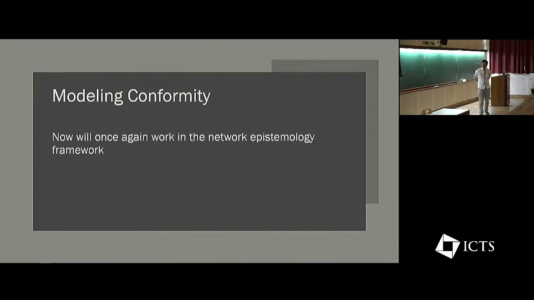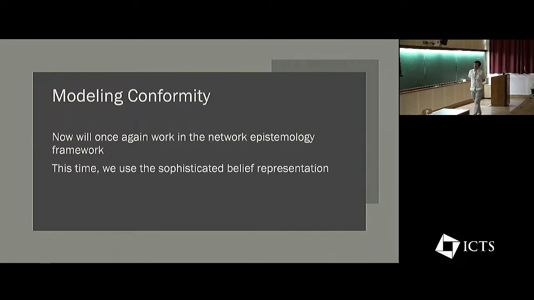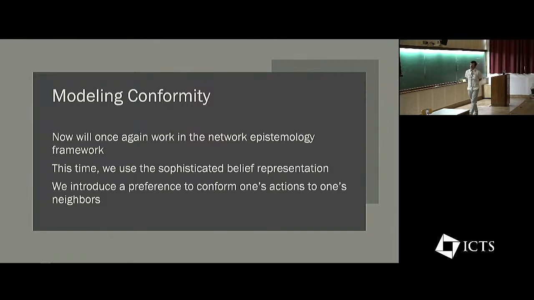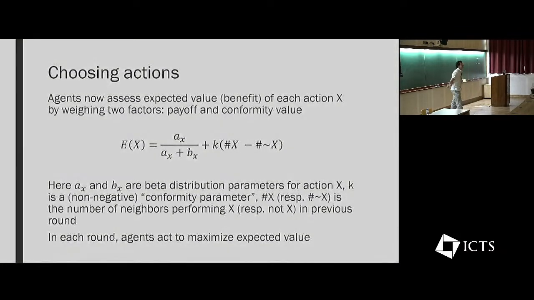All right. So once again, we're going to work in the network epistemology framework. We're going to use this sophisticated belief representation this time with the beta distributions. We're going to introduce a preference to conform one's actions to one's neighbors. The way that we're going to do this is by altering the expected value calculation that each agent does when deciding which action to perform. Now remember, the general scenario here is you're trying to make a choice between two options. You have a credence about which one is better. You choose the one that you believe is going to maximize your expected value in the next round.